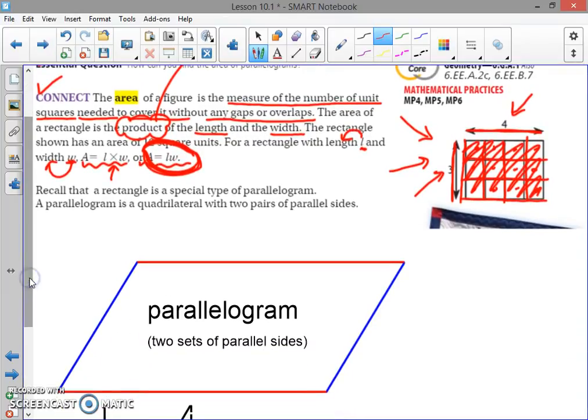Now it says, recall that a rectangle is a special type of parallelogram. A parallelogram is a quadrilateral, quad meaning four-sided, with two pairs of parallel sides, which we just went over in the last slide. Okay, lots of definitions and vocabulary in this chapter 10. So you need to know these. If not, pause it, study it, come back to it.